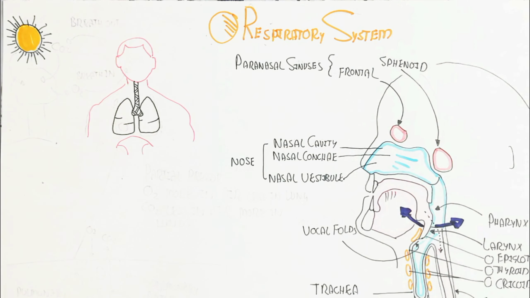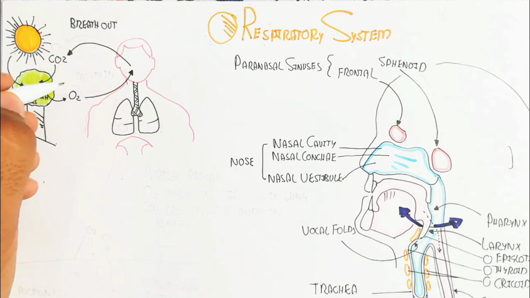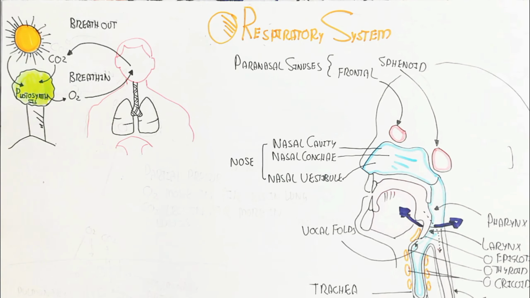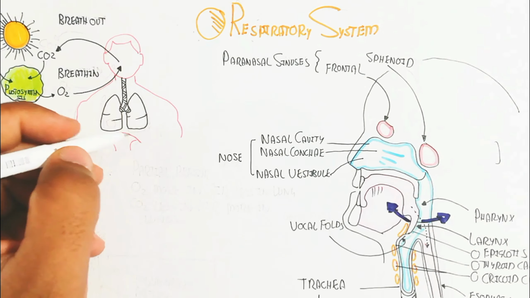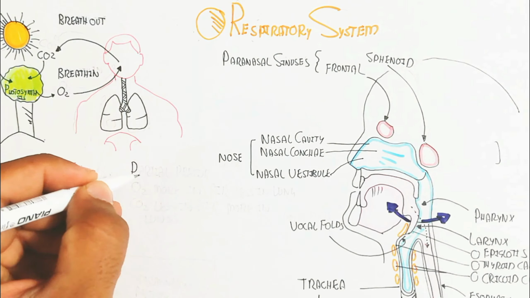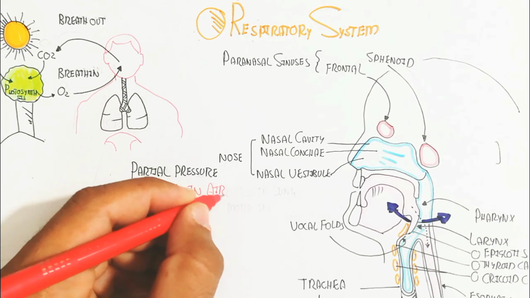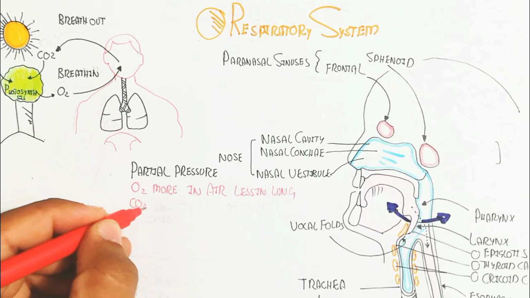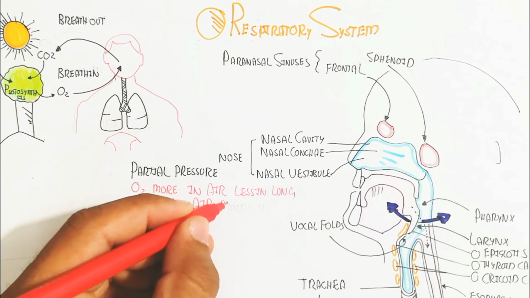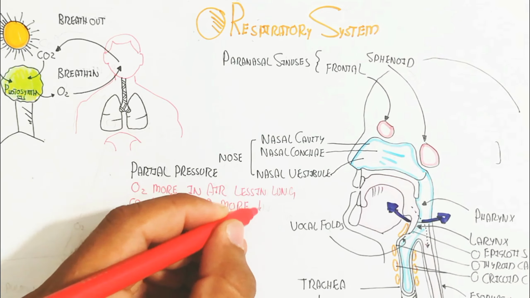This is photosynthesis. The carbon dioxide we exhale is used for photosynthesis in plants, which produce oxygen as a byproduct that we breathe in. That is why oxygen is more abundant in the atmosphere compared to carbon dioxide, at 21%. Here the partial pressure of oxygen is higher in air, but carbon dioxide is lower, and in the lungs it is higher. So the carbon dioxide will move out while the oxygen will move in.